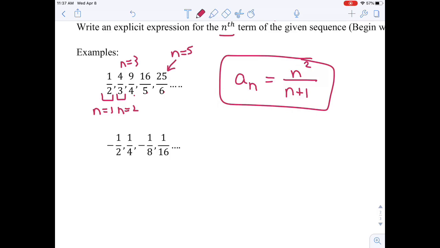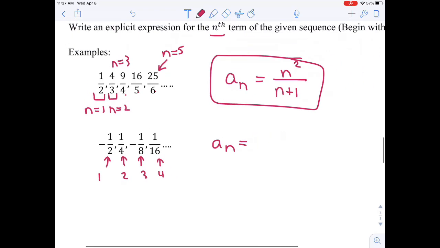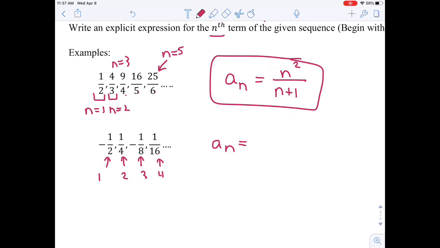How about you go ahead and try that last one, pause the video, and then come back here to check it out. Okay, this last one, again, this is n is 1, n is 2, 3, and 4. What you do notice in common is there's always a 1 on top. So let's start with that.